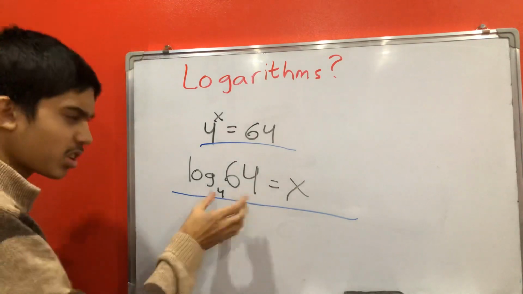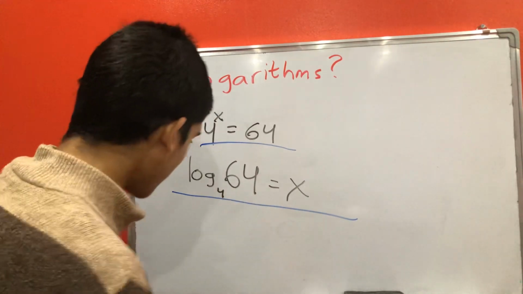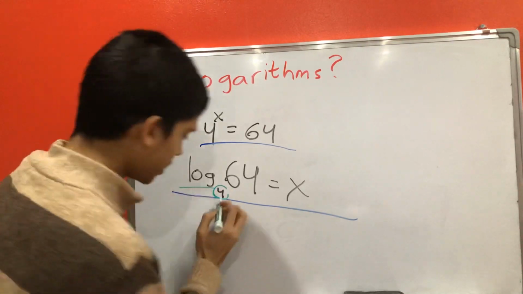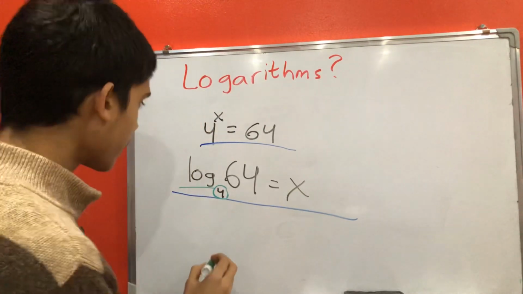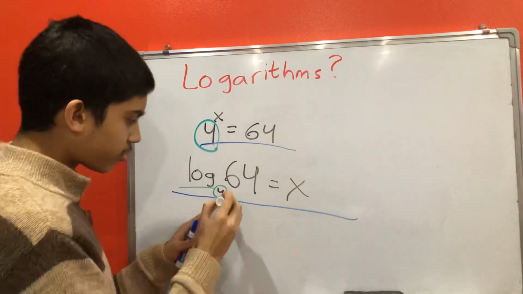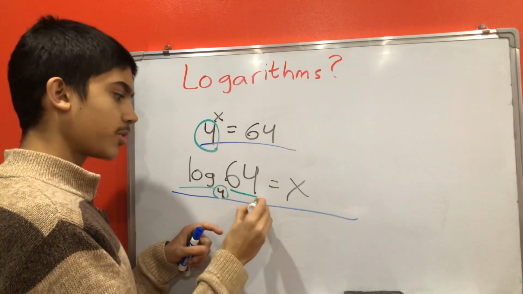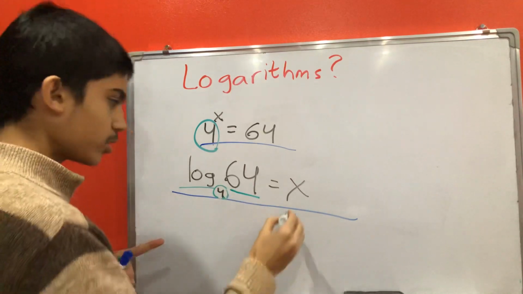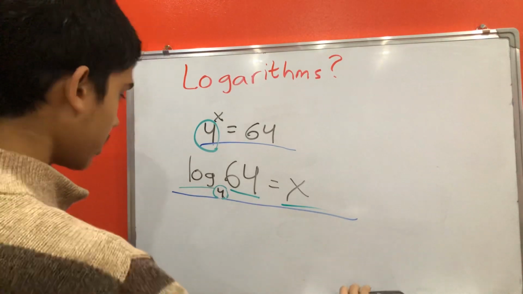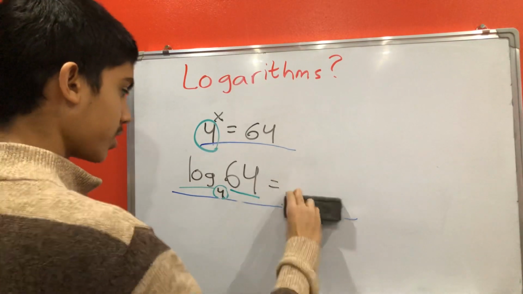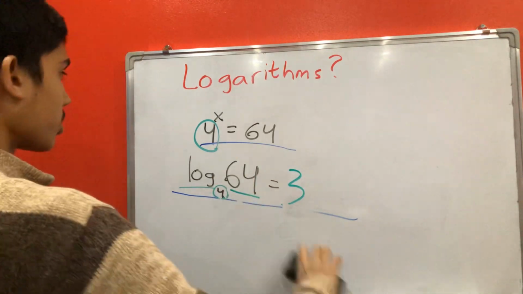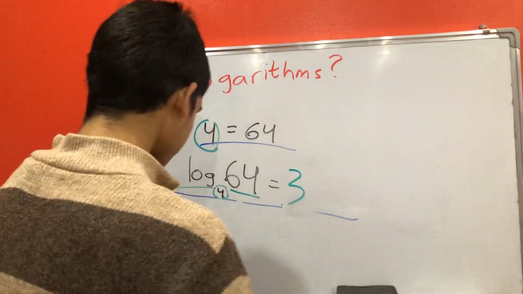So how do we interpret this? It looks weird. We have a small number under the word log, and this small number is the base. And it's saying, 4 to what power will give you 64? It will give you the power of x, right? So we can say log base 4 of 64 is 3, just like how we can say 4 cubed is 64.